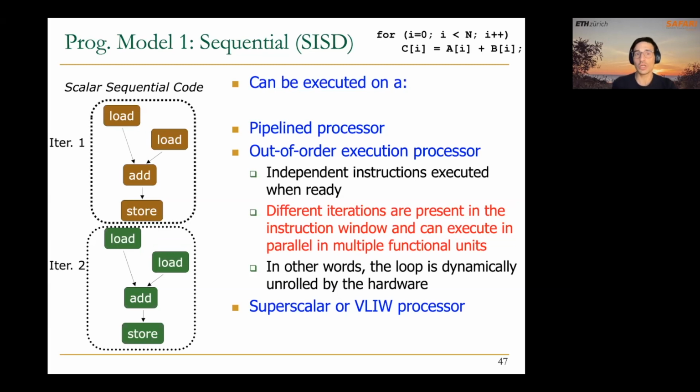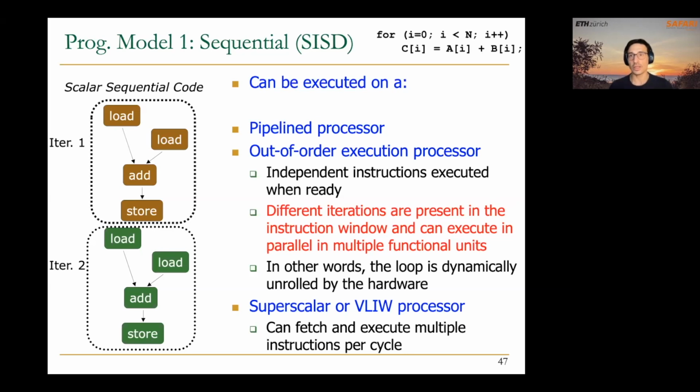And also, we could execute this code on a superscalar or a very long instruction word processor. Why is that? Because in the end, there is also instruction level parallelism that we can extract from the code, and we could execute multiple instructions per cycle. Again, here, these two loads are independent, or this add is independent of this add. So we can take advantage of that in a superscalar or a VLIW processor.